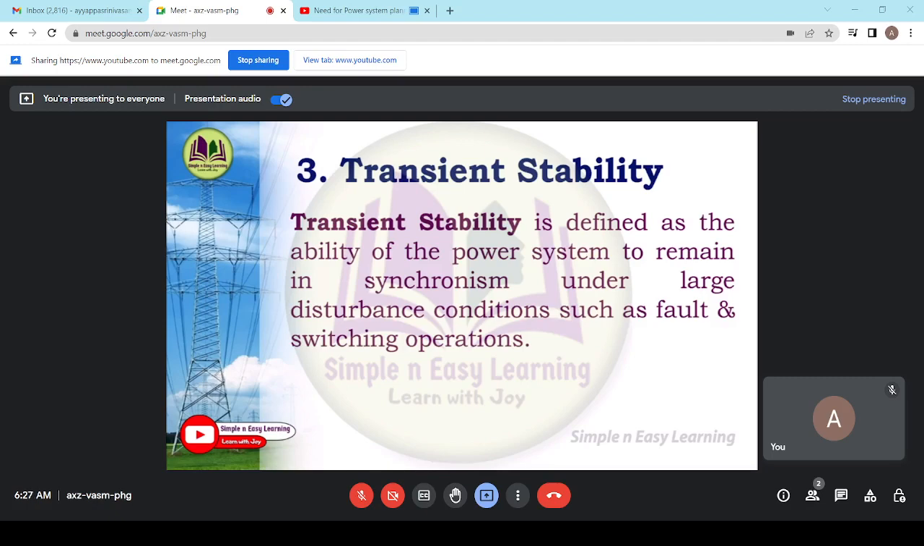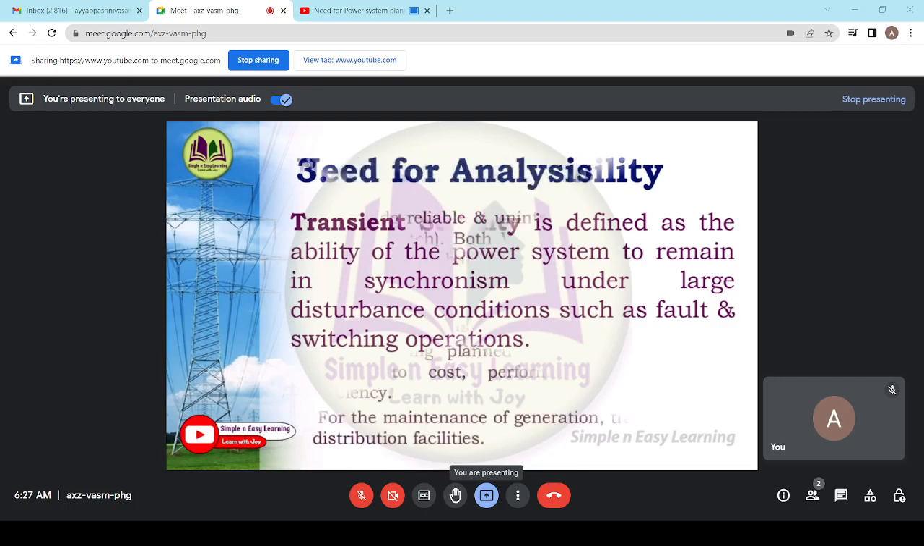There the stability gets disturbed. Once the stability gets disturbed, after that it comes to the normal value. After a large disturbance, whether the system comes to the normal level, that we call transient stability: the system remaining in synchronism. After the disturbance, it comes to synchronism again, which is a stable state again. After a large disturbance, we call it transient stability.